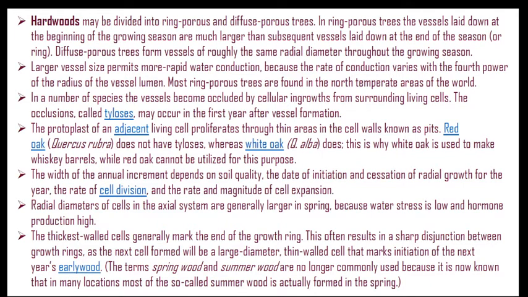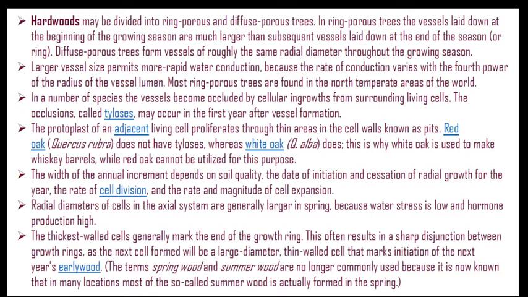Larger vessel size permits more rapid water conduction because the rate of conduction varies with the fourth power of the radius of the vessel lumen. Then most ring porous trees are found in the north temperate areas of the world. In a number of species, the vessels become occluded by cellular growths from surrounding living cells.